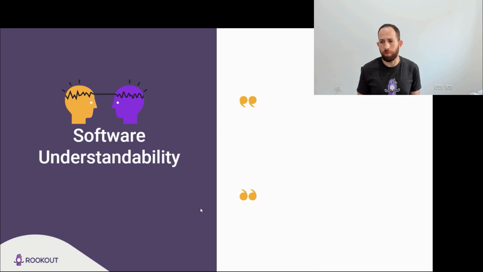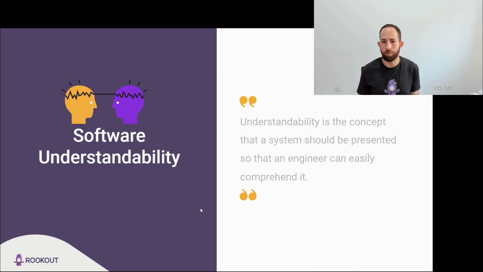So building on top of that, here is my definition for software understandability. Understandability is the concept that the system should be presented so that an engineer can easily comprehend it. So if a system is easy to understand, you don't have to spend a lot of time and effort, you can just move ahead. If a system is hard to understand, then you go back to the fly slow or fly blind dilemma. Either spend a lot of resources and fly slow, or don't spend the resources and fly blind.